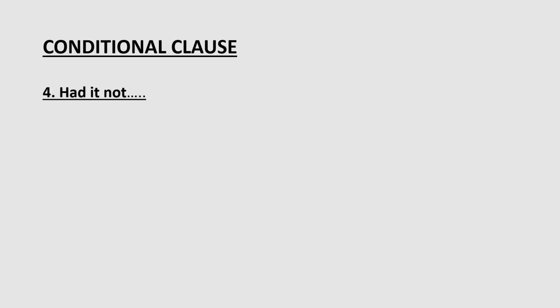Finally, we look at had it not. He managed to win because of his speed. So this person won because of what? His speed. So the condition is this part, the speed part. How do we rewrite it using had it not? This is what happened, and what made that happen was this. Had it not is used to show that if it wasn't for this, then this could not have happened.